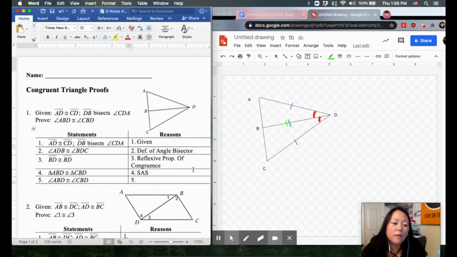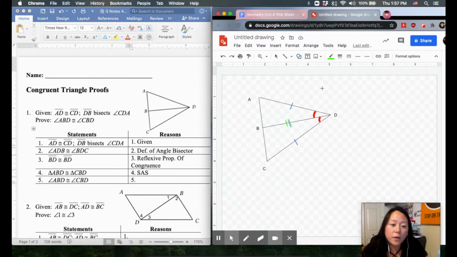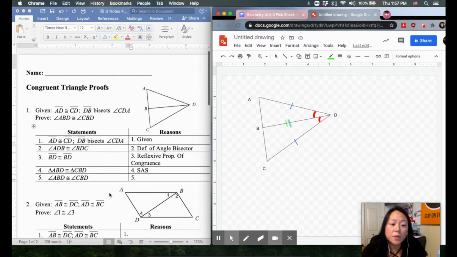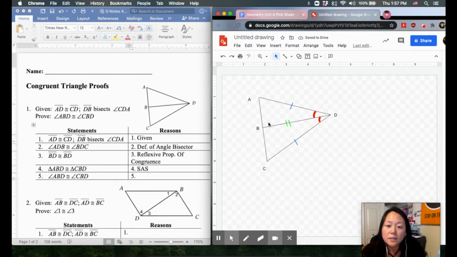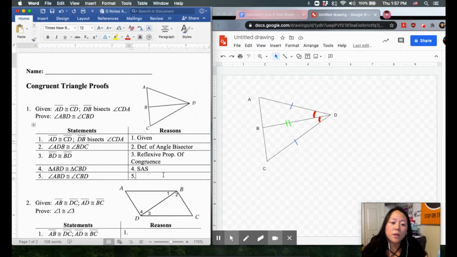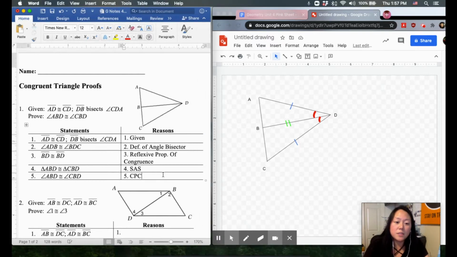And then when we have congruent triangles, when we're comparing corresponding parts after that, we have angle ABD, that's this one right here. That is congruent to angle CBD, that's right here. So those are corresponding parts of congruent triangles. So we'd say by CPCTC, those angles are congruent. Corresponding parts of congruent triangles are congruent.